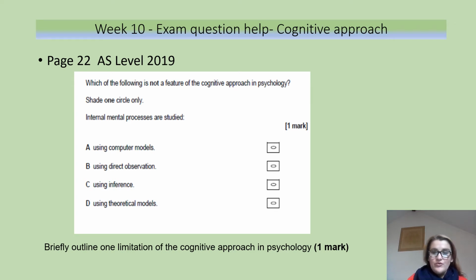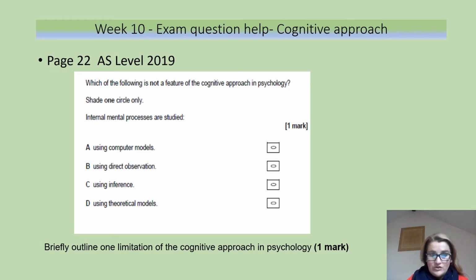So I'm just going to be going through briefly some support for the exam questions on the cognitive approach. If you turn to page 22 in your booklet, you can answer this one in your booklet as well. Read the question carefully. Which of the following is not a feature of the cognitive approach in psychology? In the real exam, you just shade the circle, so not a feature.